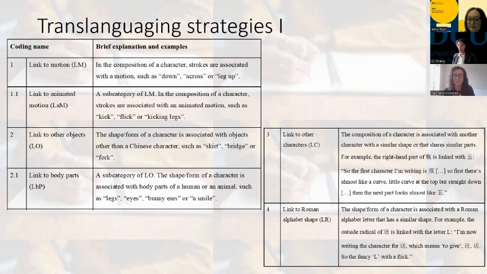So the shape or form is associated with this letter that may have a similar shape, or it's perceived as a similar shape, at least to the students. So for example, the outside radical of song is linked to the letter L. So they kind of call this the fancy L with a little flick.